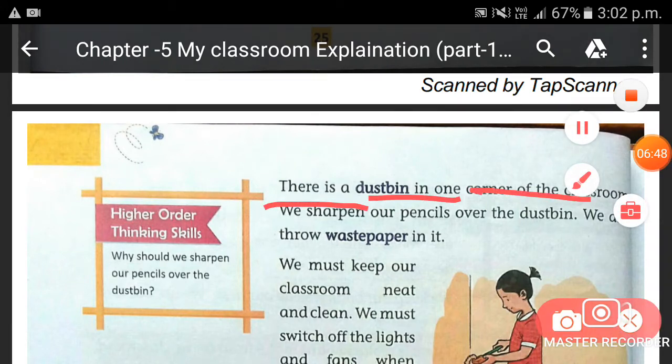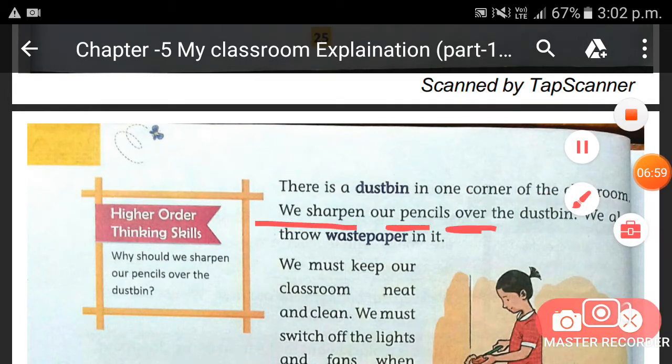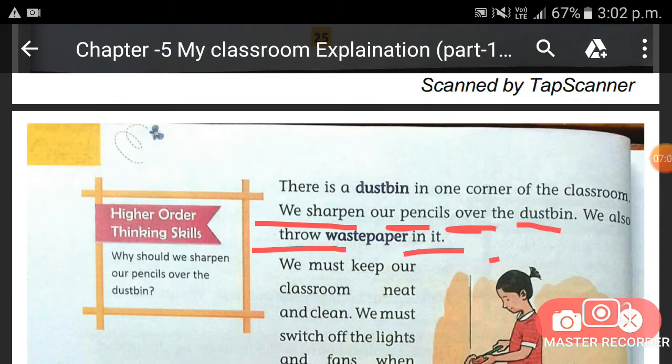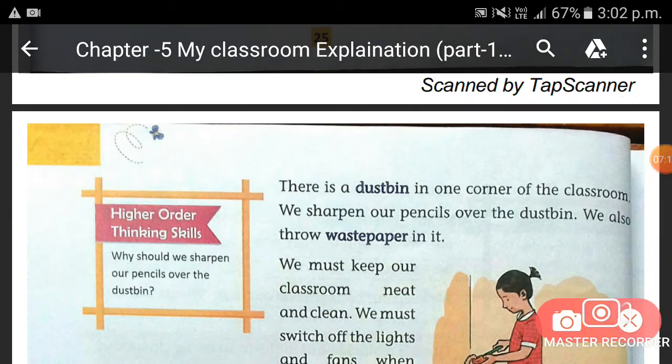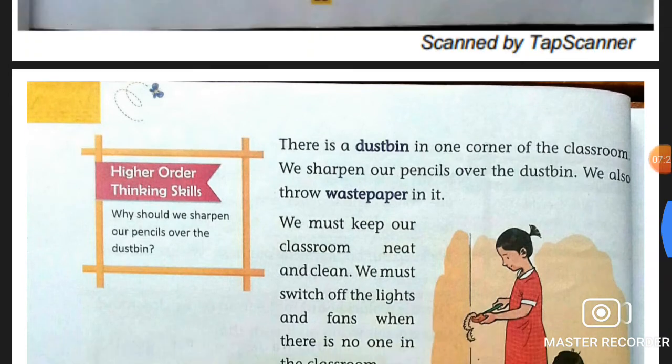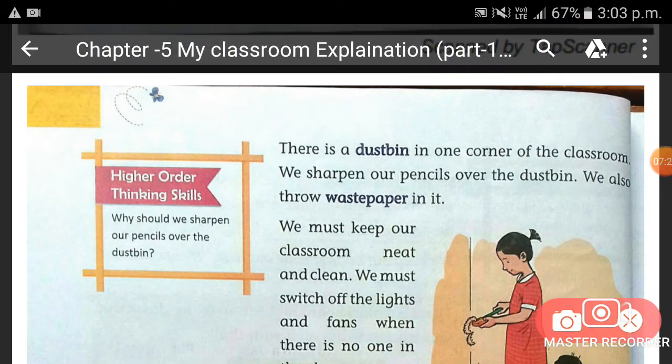And where is the dustbin placed in the classroom, students? The dustbin is placed in the corner of the classroom. And we sharpen our pencils over the dustbin. We also throw waste paper in it. So where do you sharpen your pencils, students? Can you tell me? You sharpen your pencils over the dustbin. Why do you sharpen your pencils over the dustbin? Because by doing this you can keep your classroom neat and clean. It helps you to keep your classroom neat and clean.